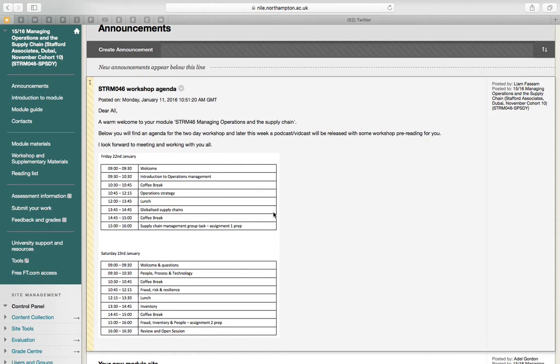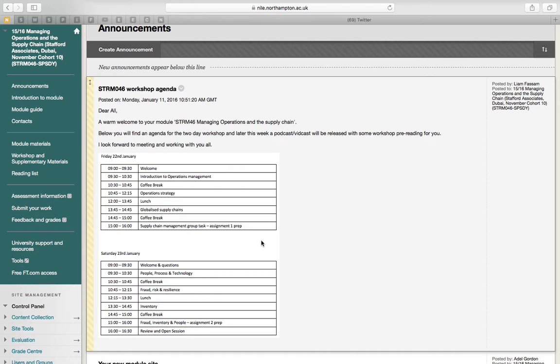We'll then get into the bones of the day, which will comprise 3 main modules on ops management, strategy and globalized supply chain. Drawing to a close will be between 3 and 4, where we will look at assignment 1 in greater detail. And what I want us to do here is get into groups and start doing the prep for assignment 1.